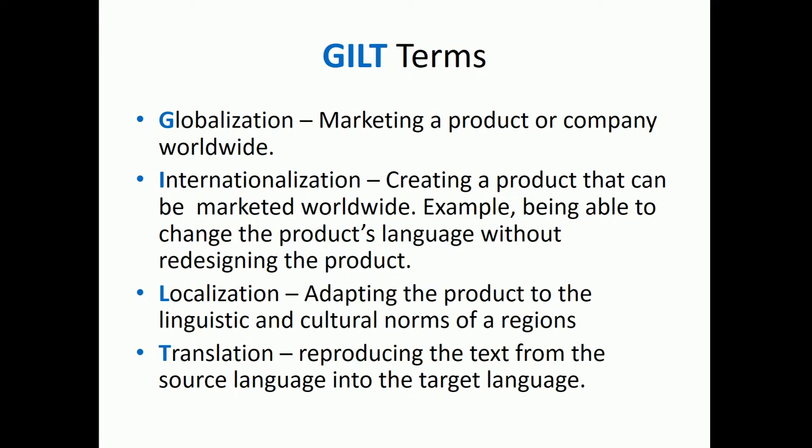There's also this notion of GILT. GILT is an acronym: Globalization, Internationalization, Localization, and Translation. This is an industry, the GILT industry. Localization providers belong to this industry. Basically, it makes a distinction between some of the things that we think about in the practice of making one thing available to another group of people in another language. Globalization is making a product or a company worldwide. Internationalization is creating a product that can be marketed worldwide, an example being able to change a product's language without redesigning the product. Localization is adapting the product to the linguistic and cultural norms of a region. And then translation is reproducing the text from the source language into the target language.